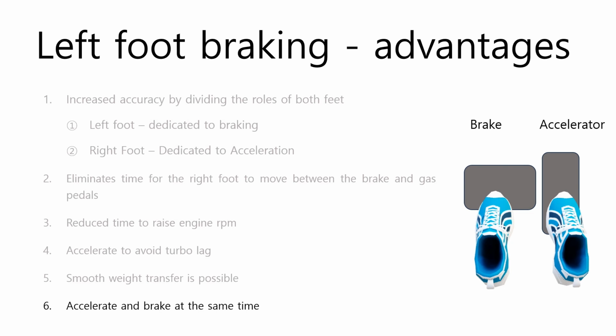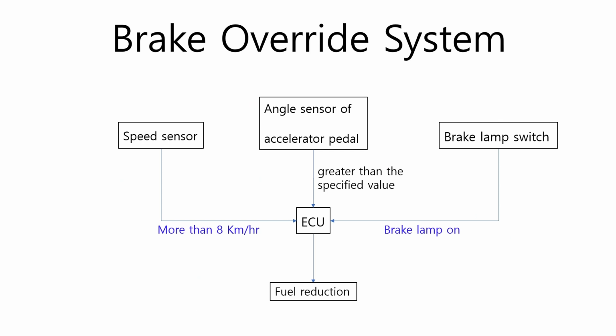Rear-wheel drive or four-wheel drive vehicles can also use this technology when a weight shift is required while reducing speed, as well. However, recently released cars are equipped with a brake override system to protect the driver and the vehicle's powertrain from misuse by customers. In case the driver presses both the accelerator pedal and the brake pedal at the same time, automobile companies have developed the BOS, or brake override system, and all recently released cars are equipped with BOS.